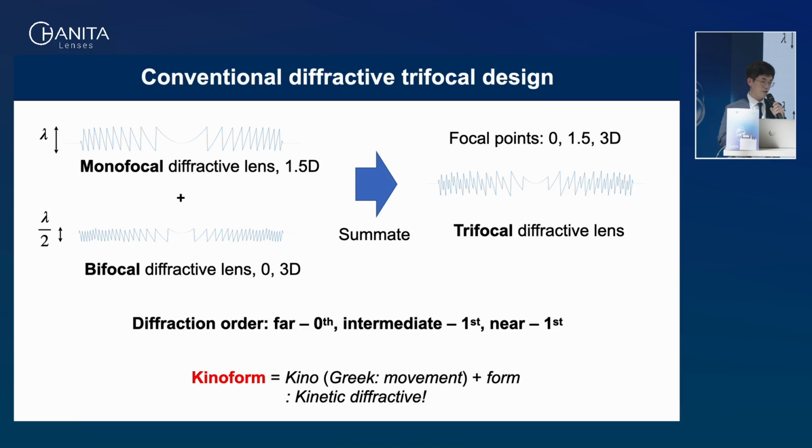So let's review the conventional diffractive trifocal design. As you can see on the top left, the monofocal diffractive can be designed with lambda jumps, and on the bottom you can see the bifocal diffractive, which has half lambda jumps. These two are the easiest ways to make monofocal and bifocal diffractive designs. And if you sum these two designs, you can see on the right the trifocal diffractive lens. So here is how we can design the trifocal.